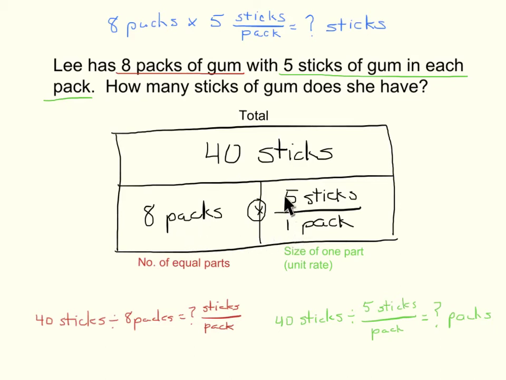pack equals 40 sticks. So when you think about dividing those, you either get 40 sticks divided by 8 packs gives you this unit rate, or 40 sticks divided by the unit rate is going to wind up giving you the number of equal parts.